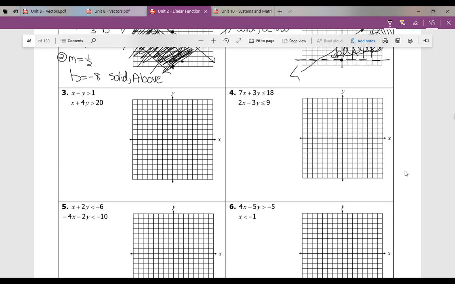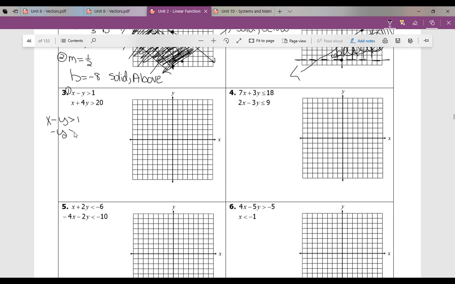All right. So I'm going to let y'all pick 3 or 4. Which one do you want to do? Number 3? All right. So the first inequality, I have to rewrite. So x minus y greater than 1.